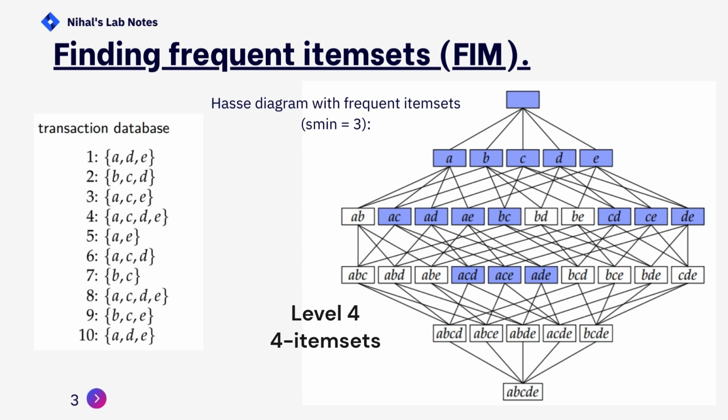For 5-item sets, we are going to have ABCDI. Why? Because in the previous level, level 4, we have ABCD and ABCI. They have the prefix ABC, so we can do a join. It gives us ABCDI. We calculate the support of ABCDI, and it will be less than the minimum support that is equal to 3.